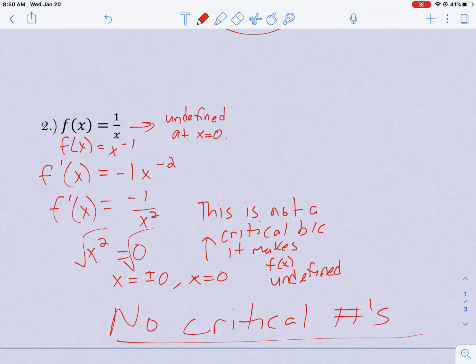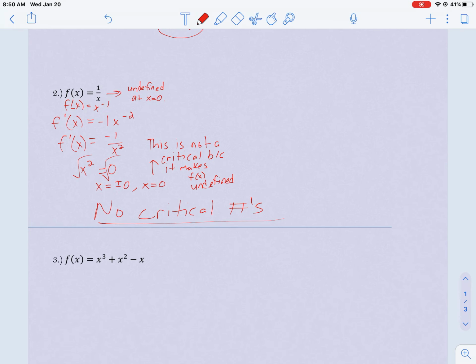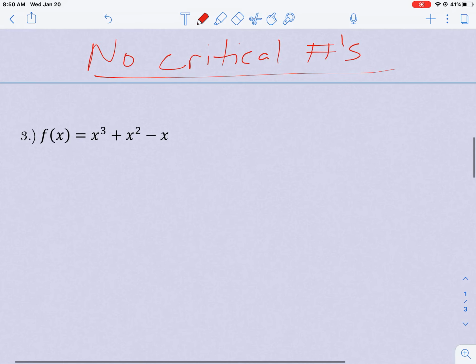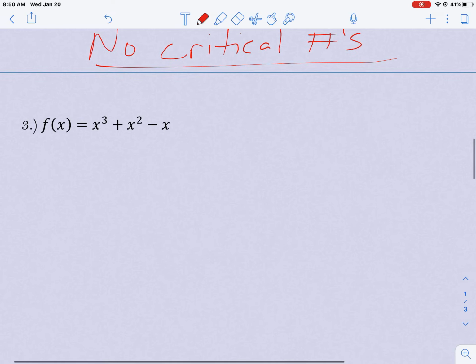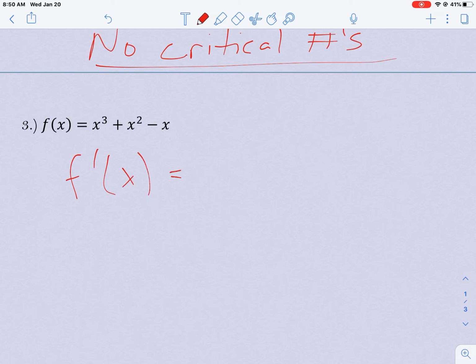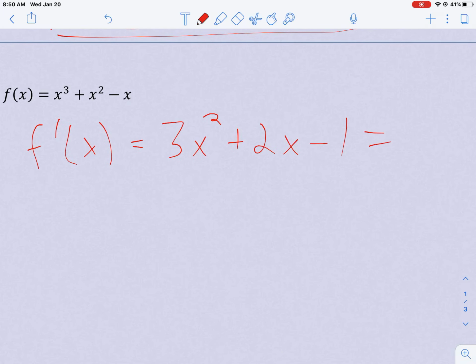Okay, let's go to number 3. If you get the idea by now, you're finding the derivative, and finding where it equals 0 or where it's undefined. Let's find the derivative: 3x squared plus 2x minus 1. Remember, this is never going to be undefined because it's a polynomial, so we're going to make it equal 0. And now we're going to have to factor. Hopefully it factors.